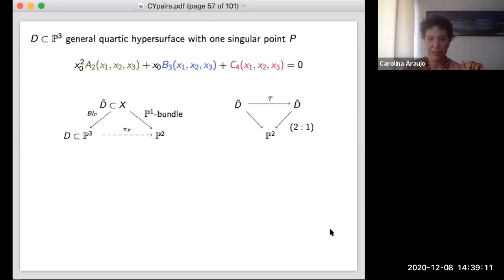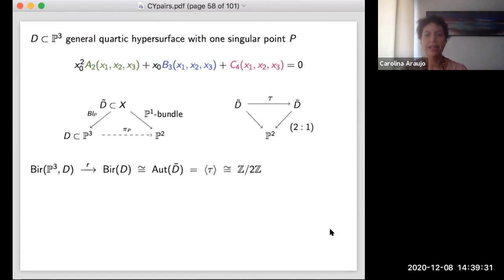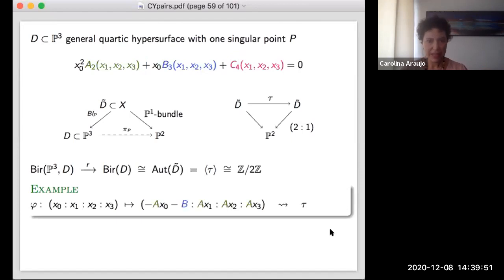Now we can describe this K3 surface D tilde very explicitly. For instance, one can easily show that the automorphism group of D tilde is generated by this involution tau. So in this case, we have this group homomorphism from the birational group of P3 stabilizing D to the birational group of the singular surface D, which is precisely the automorphism group of the resolution, generated by tau. Moreover, one can easily show that this homomorphism is surjective by explicitly writing down a Cremona transformation of P3 that stabilizes D and induces tau.